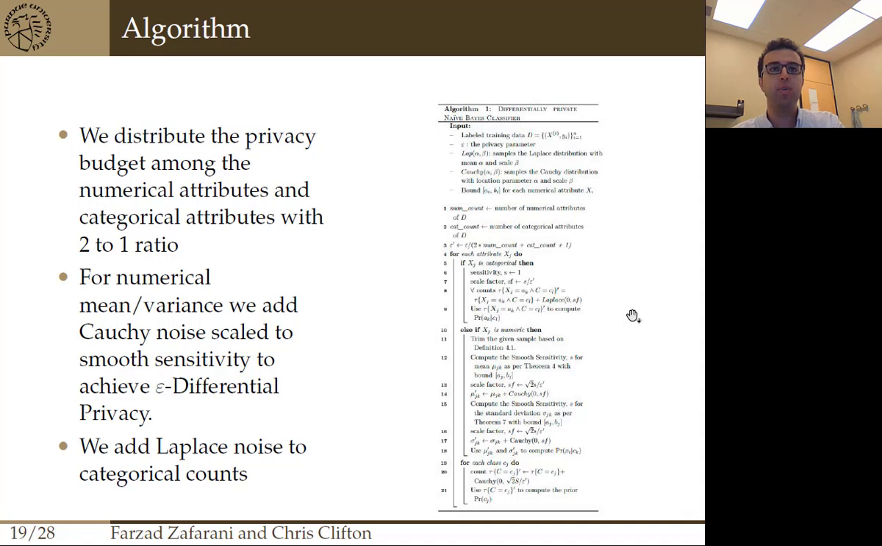Okay, so we have included our algorithm pseudocode on the right side. The way we distribute the privacy budget, or epsilon, between numerical attributes and categorical attributes is with a ratio of 2 to 1. For numerical mean and variance, we have added Cauchy noise scaled to the smooth sensitivity to achieve epsilon differential privacy. And also, since the categorical count essentially will change by at most 1 regardless of the category changes or not, the smooth sensitivity doesn't really benefit here, and the Laplace noise is optimal in this case.